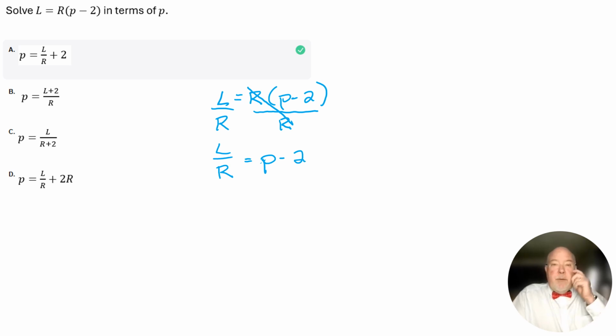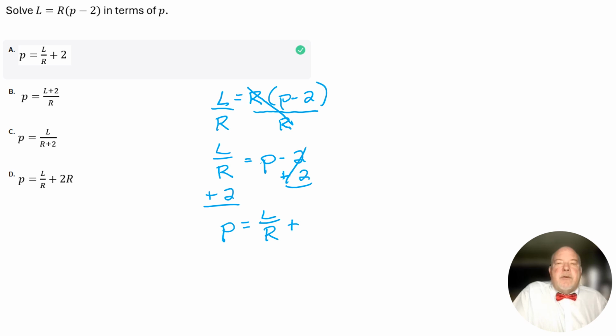And now I just want to get rid of the 2. And to get rid of the 2, I see minus 2, so I'm going to do the opposite and add 2. So I add 2 on both sides. This cancels out. And then L divided by R plus 2, I'm just going to write that. I'm going to swap this around. I'm going to put the P on the left side. And so then I have L divided by R plus 2, and that's your answer.